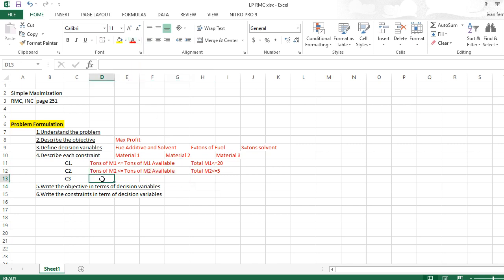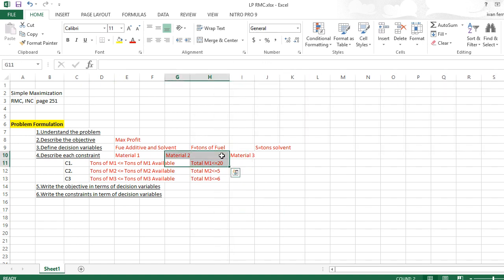Number 3, the number of tons of material 3 used must be less than or equal to the 21. So then we have 21 tons of material 3. That means that, again, don't use more than what you have, and you have 21. Okay, that's it. All right, excellent.